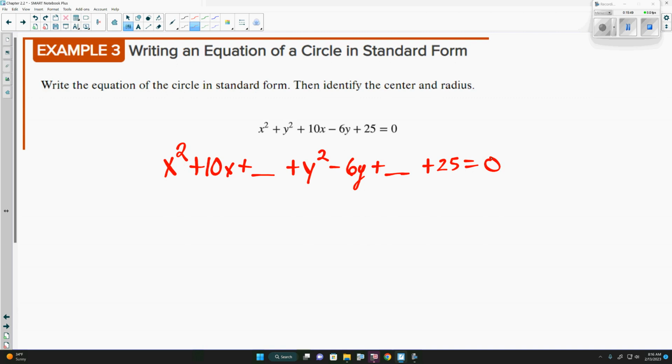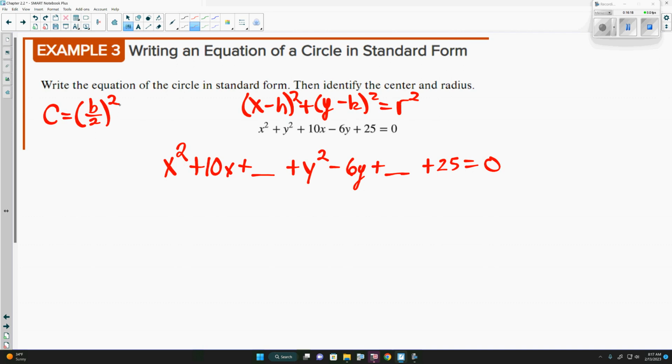Because our goal, again, is to get this into x minus h squared plus y minus k squared is equal to r squared. We need to rewrite both of these as a perfect square trinomial so that we can rewrite both of them as a set of parentheses squared. Now to do that, we need to find the value of c. c is equal to b over 2, squared.